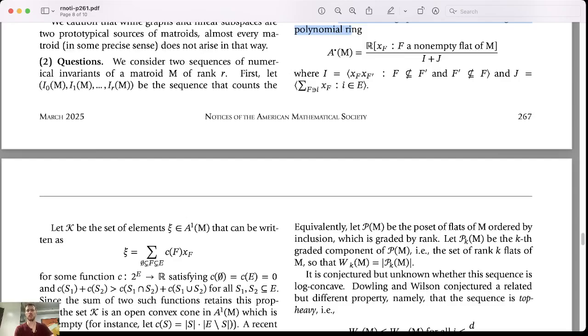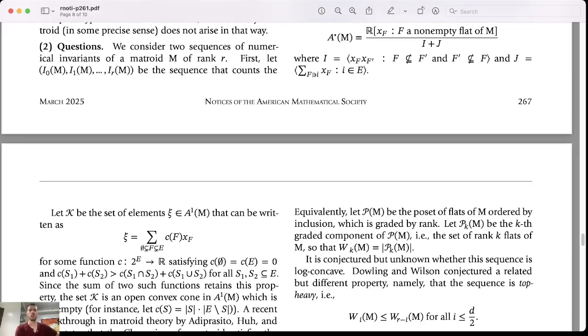X_F', such that F is not a subset of F' and F' is not a subset of F. And J is the set of sums over F containing i of X_F, such that i is in E.